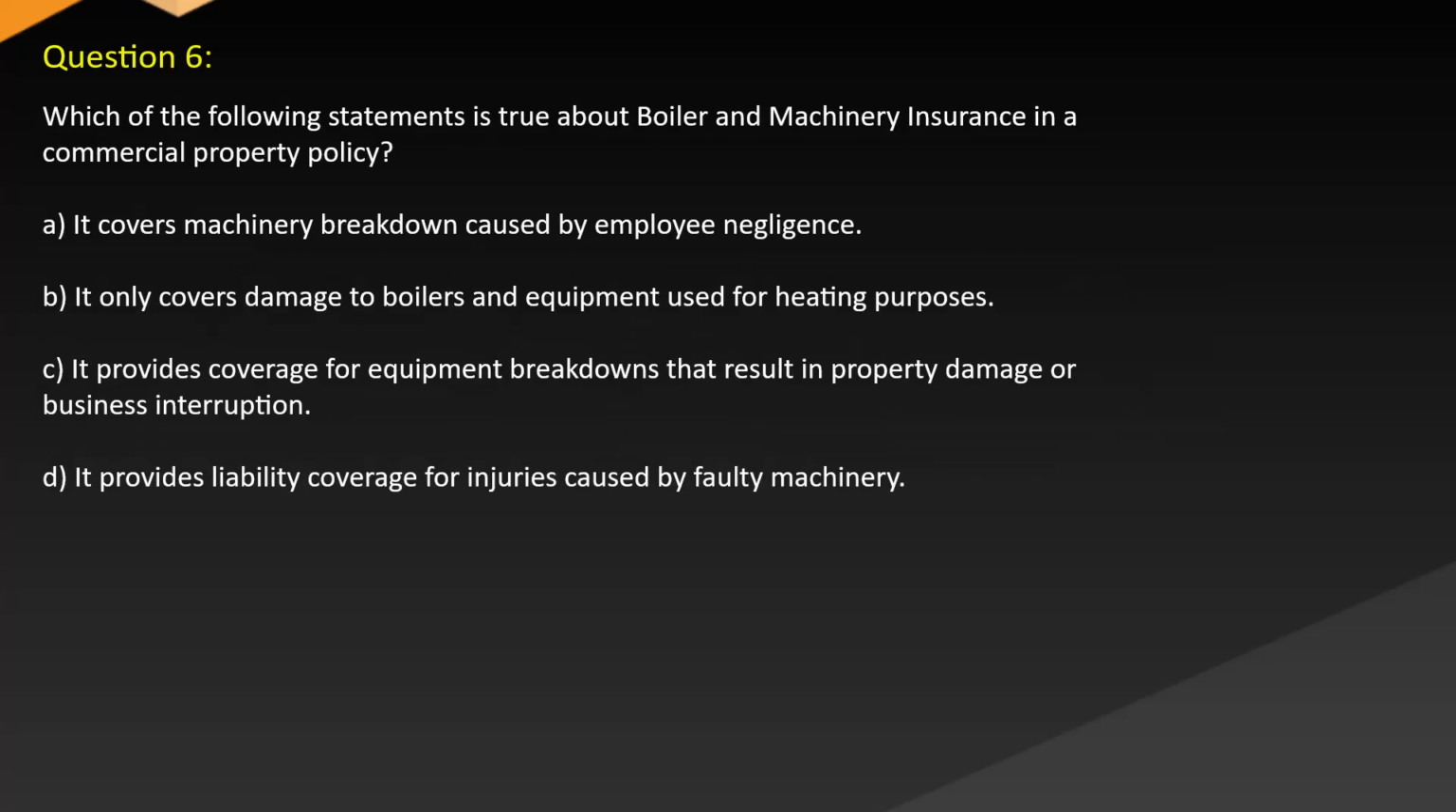Question 6. Which of the following statements is true about boiler and machinery insurance in a commercial property policy? A. It covers machinery breakdown caused by employee negligence. B. It only covers damage to boilers and equipment used for heating purposes. C. It provides coverage for equipment breakdowns that result in property damage or business interruption. D. It provides liability coverage for injuries caused by faulty machinery.